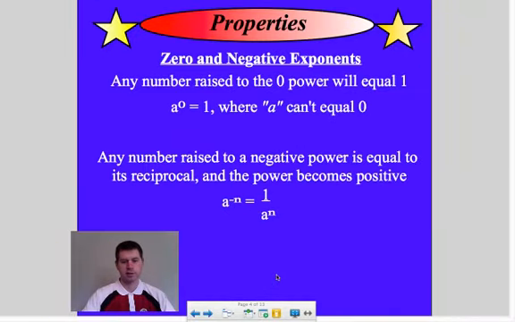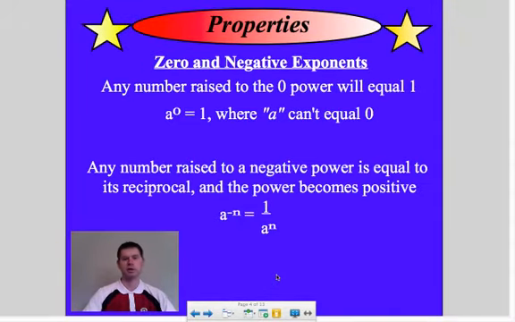Okay, so the first thing we're going to talk about is the 0 and negative exponents and what it is. So first off, any number raised to a 0 power will equal 1. So you got to make sure that anything raised to 0th power is going to be 1. Now, one little trick to this particular problem is you have to make sure what is being raised. So like if I had 2 times, let's say 4 raised to 0th power, 4 is the only thing being raised to that 0th power.